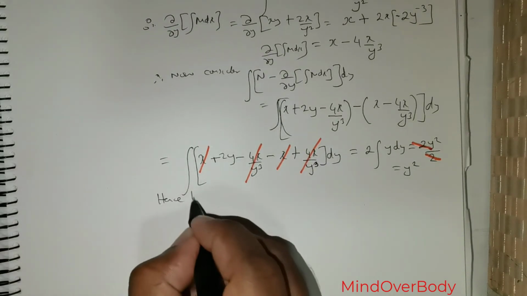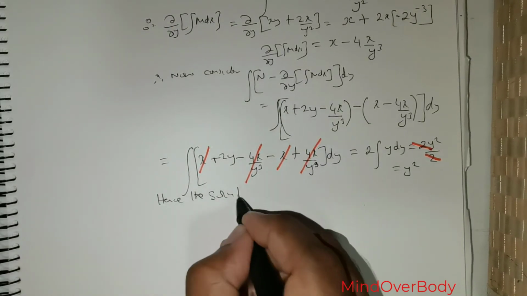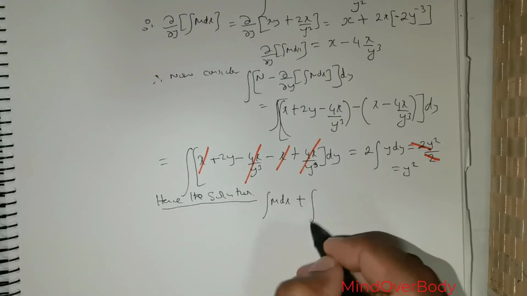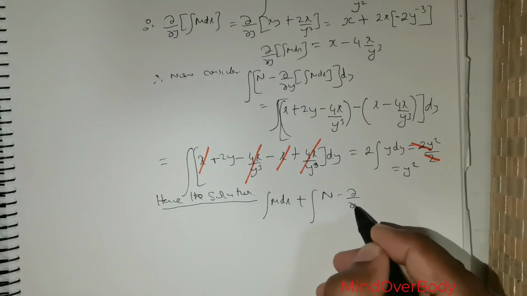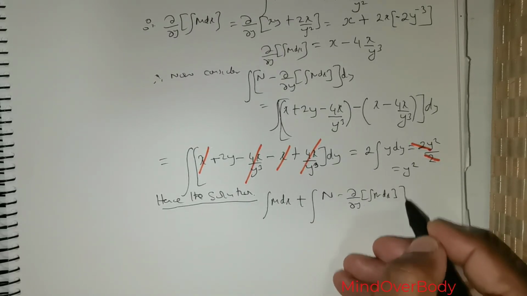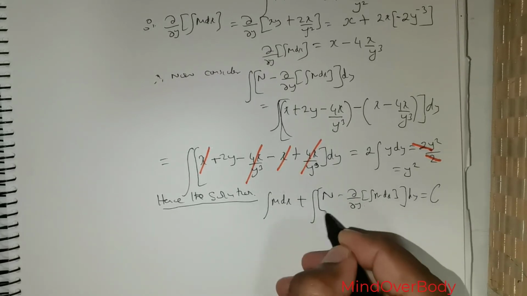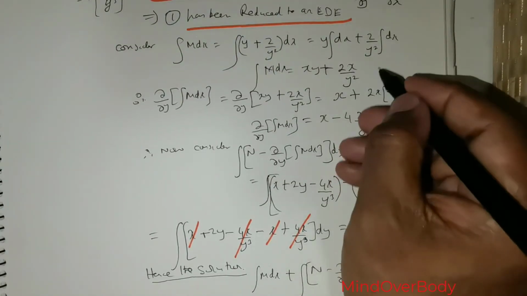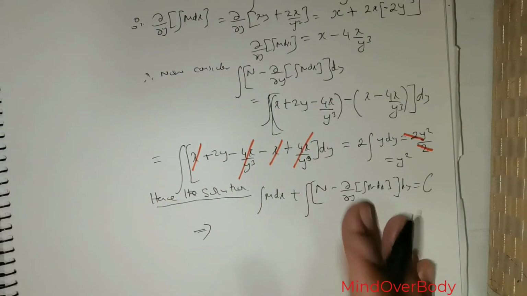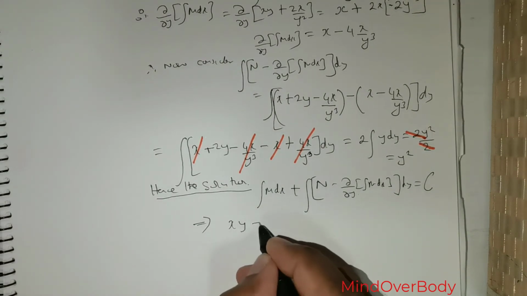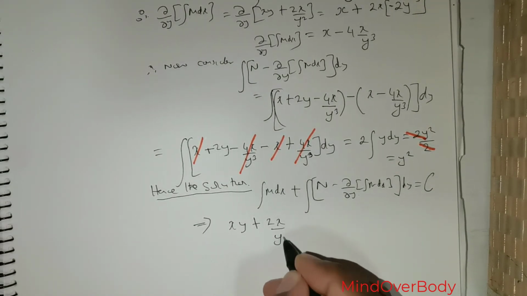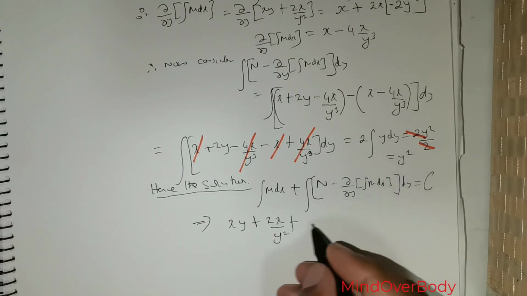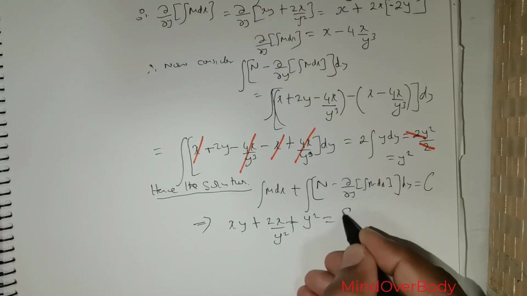So hence the solution. So what's the solution? Hence the solution is the integral M dx plus the integral of N minus ∂/∂y of the integral M dx times dy is equal to c. The integral M dx is the value that we have got. So that's going to be xy plus 2 times x over y squared plus this whole value, which is found to be y squared. So y squared is equal to constant c.